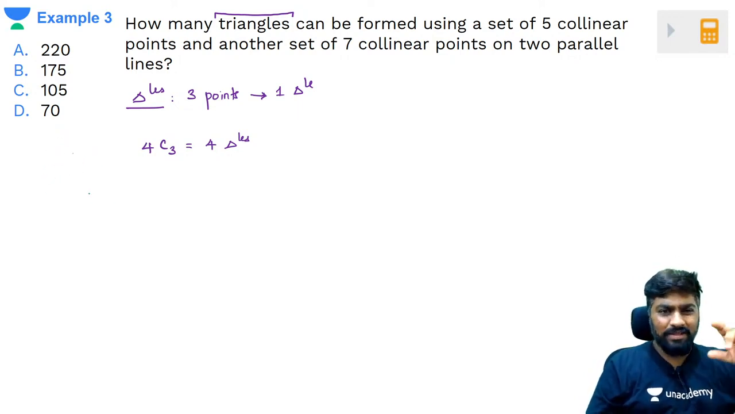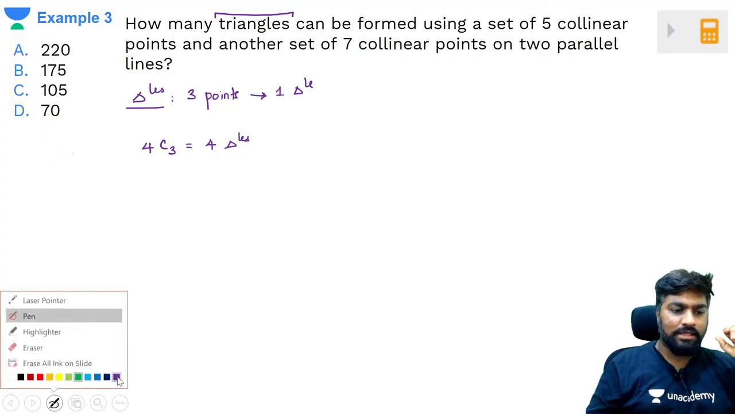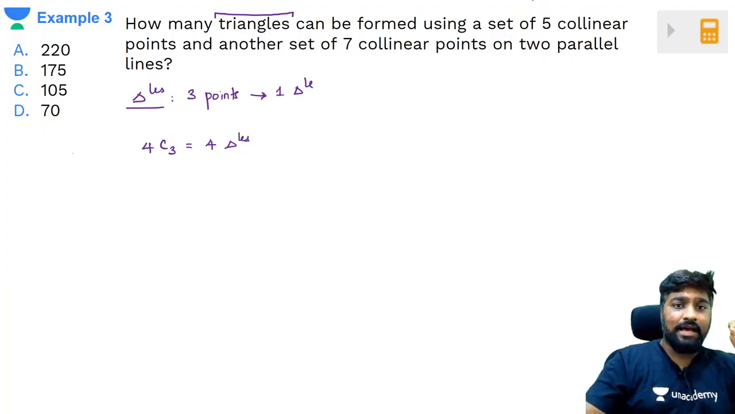Yes. But there's something fishy about this question. What's the deal? They're saying that there's a set of 5 collinear points and there's another set of 7 collinear points on 2 parallel lines.